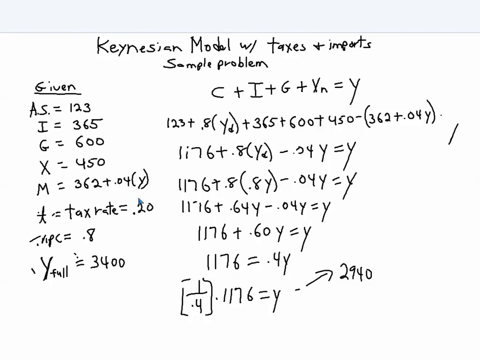Okay, now from that I can figure out lots of stuff. I can figure, for example, how much taxes were raised. So taxes are simply 20% of the equilibrium income. So 2940 times 0.2 gives me taxes of $588.